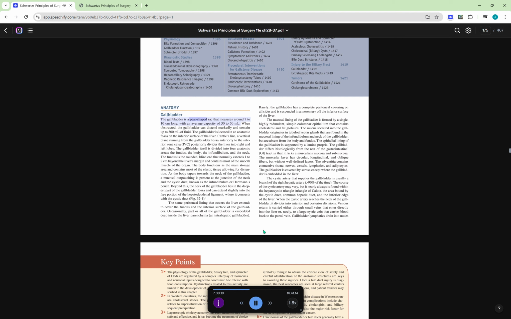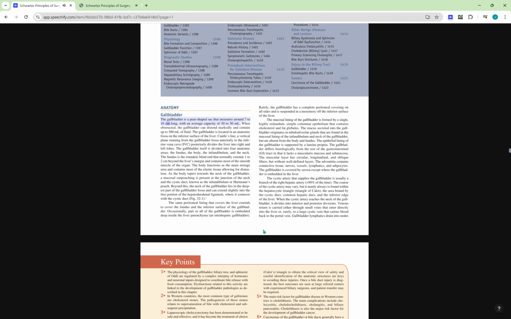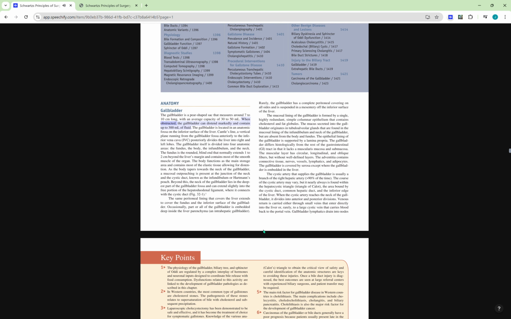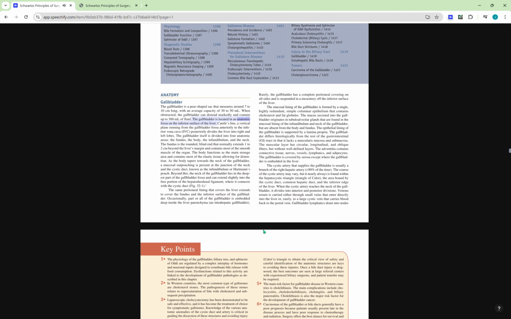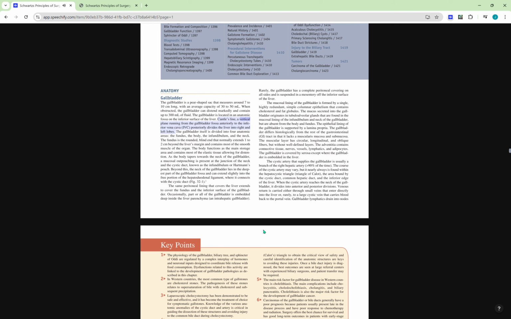The gallbladder is a pear-shaped sac that measures around 7 to 10 centimeters long, with an average capacity of 30 to 50 mL. When obstructed, the gallbladder can distend markedly and contain up to 300 mL of fluid. The gallbladder is located in an anatomic fossa on the inferior surface of the liver. Cantlie's line, a vertical plane running from the gallbladder fossa anteriorly to the inferior vena cava posteriorly, divides the liver into right and left lobes.